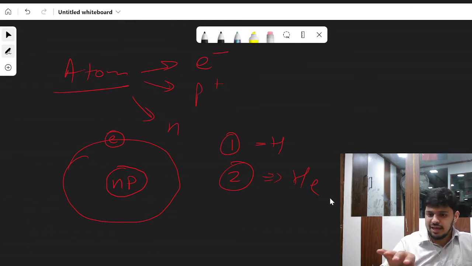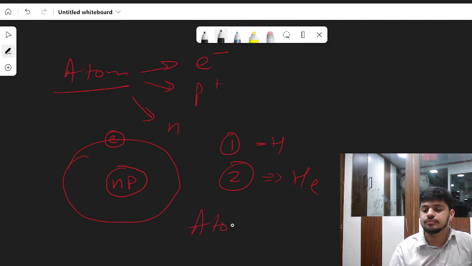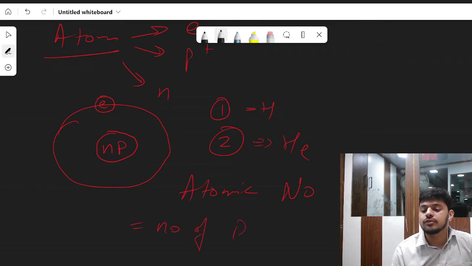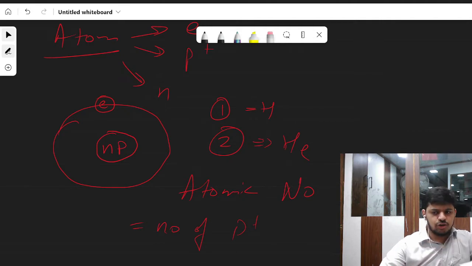Now, what is this called? It is called the atomic number. The number of protons, or the identity, or the Emirati ID number, is called the atomic number. Or you can say the identification number of the atom, and this atomic number is equal to the number of protons. This was the atomic number.